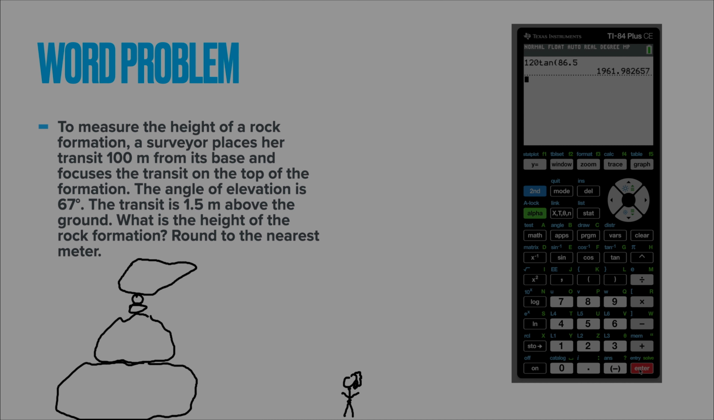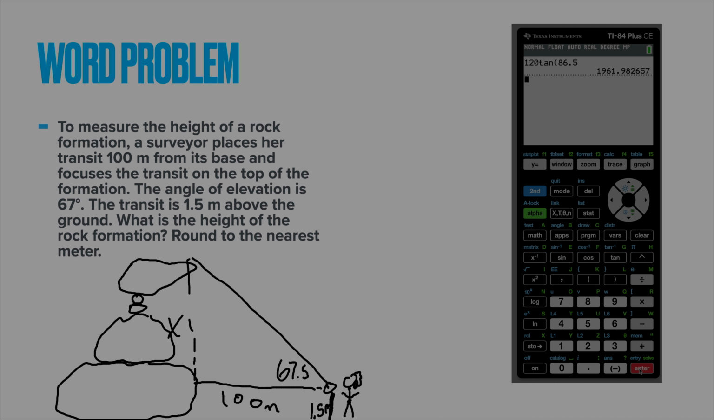So there we go, and the surveyor places her transit. Her transit is 100 meters from the base. So this is 100 meters, and the angle of elevation is 67.5. And what a perfect 67.5 we're looking for. The question is, what is the height of the rock formation? We also need to know that this height right here is 1.5 meters. So we are out to find x plus 1.5.